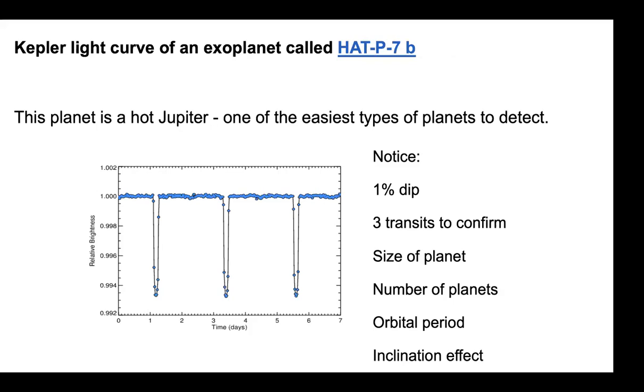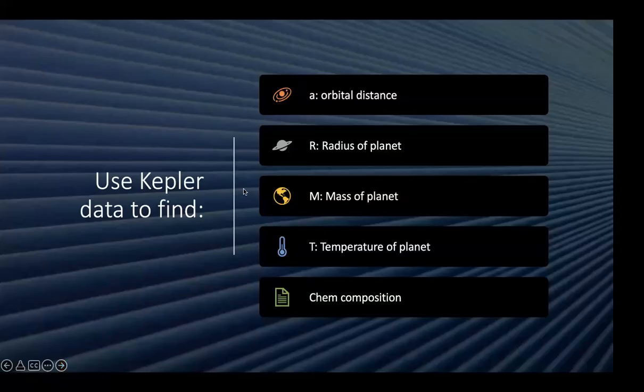But what I'm going to show you today is that if we actually look at this light curve, which we get from stars, we can find out various parameters. So that's what we are going to do today: use Kepler data to find, number one, the orbital distance of the planet. That means the distance of the planet from the star. How far is the planet from the star? The second thing is to find the radius of the planet, which we will be doing today. We will also find out the mass of the planet.